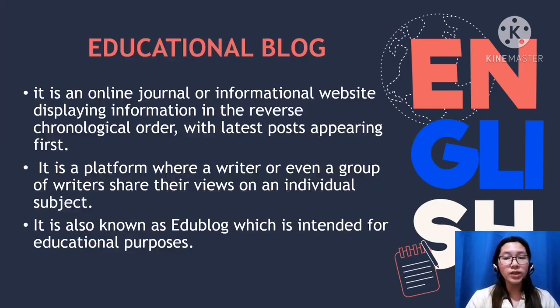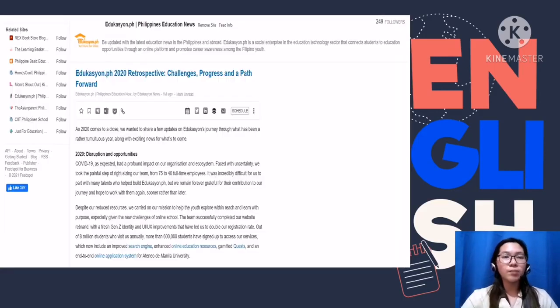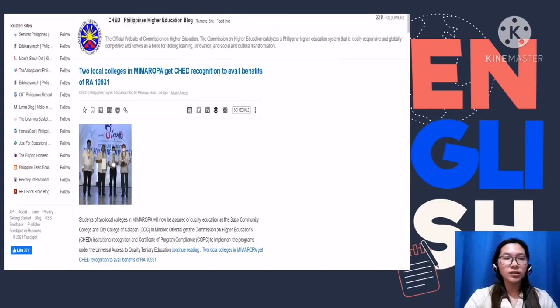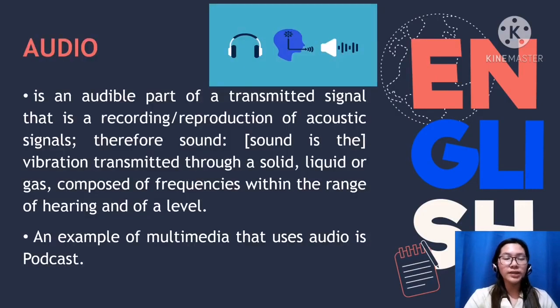Next one is educational blog. It is an online journal or informational website displaying information in a diverse chronological order with the latest post appearing first. It is a platform where a writer or even a group of writers share their views on an individual subject. It is also known as EduBlog, which is intended for educational purposes. So these are the examples of educational blogs which are famous or popular here in the Philippines: Educacion.ph and CHED.